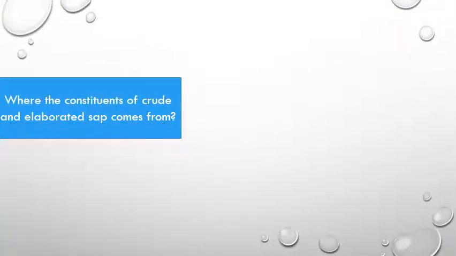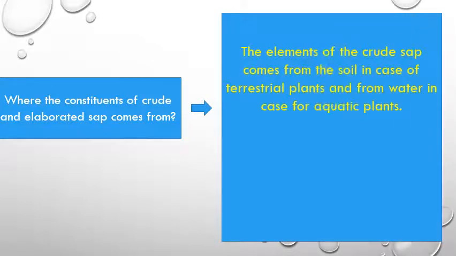Now, where do the constituents of crude and elaborated sap come from? Think, then answer. Where do the constituents of crude sap and elaborated sap come from? Awesome! So they come from the elements of the crude sap.